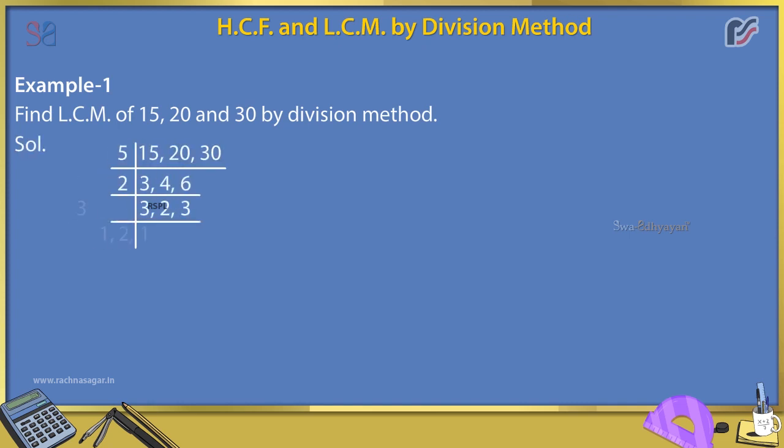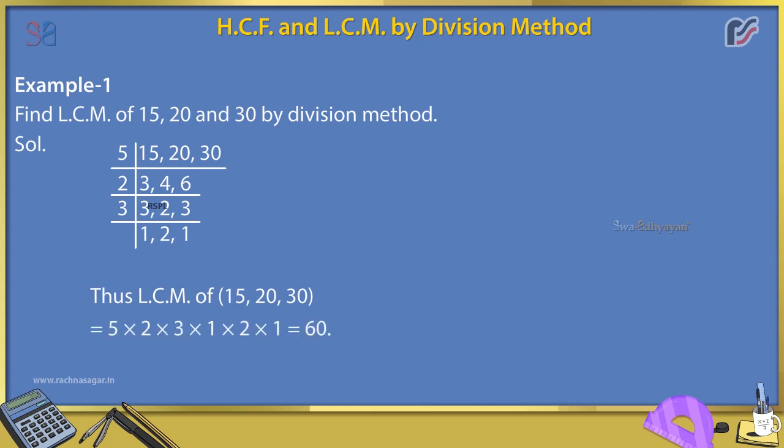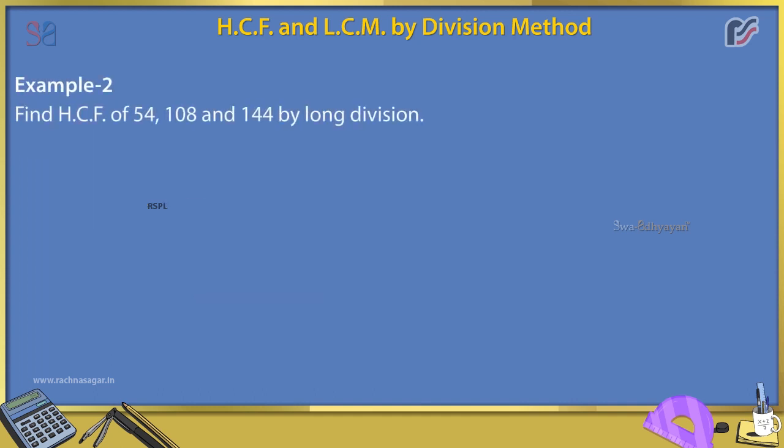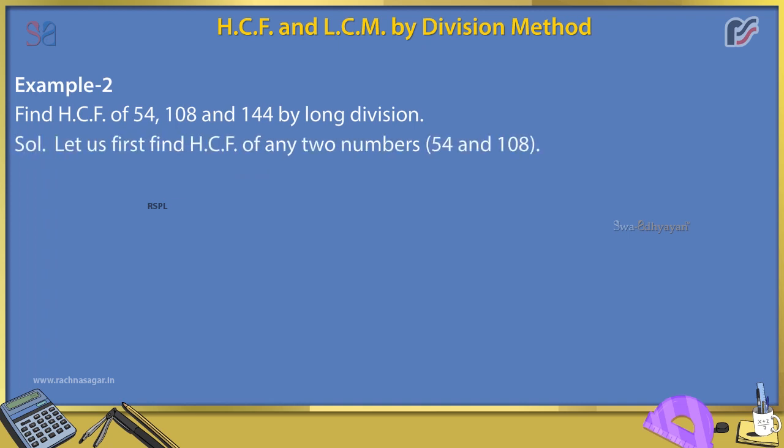Solution. Thus, LCM of 15, 20, 30 is equal to 5 multiplied by 2 multiplied by 3 multiplied by 1 multiplied by 2 multiplied by 1, which is equal to 60. Example 2. Find HCF of 54, 108 and 144 by long division. Solution. Let us first find HCF of any two numbers, 54 and 108.